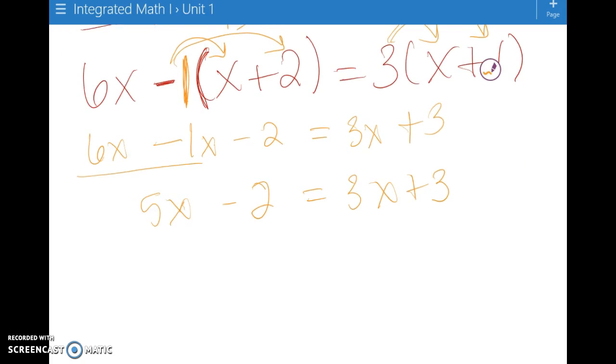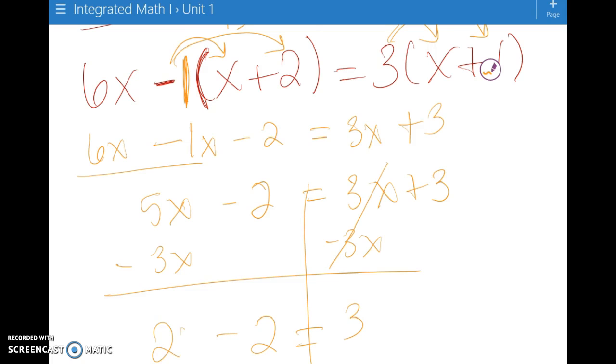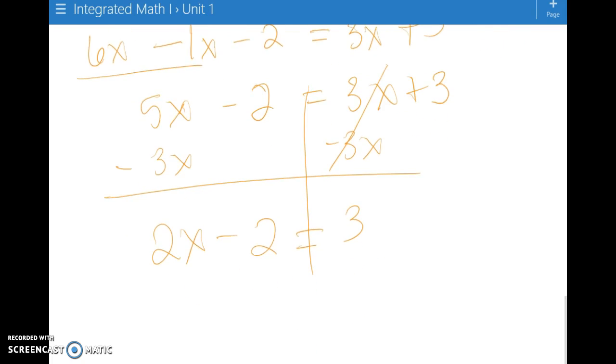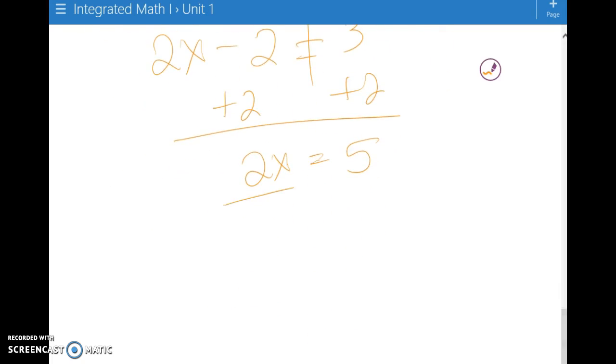The next thing we want to do is collect our terms, right? Because we have x's on both sides. So I'm going to subtract 3x on both sides. Make that 3x go away. So 2x minus 2 equals 3. Add 2 on both sides. 2x equals 5. Divide by 2. X equals 5 over 2.